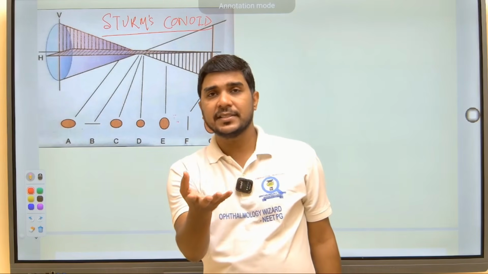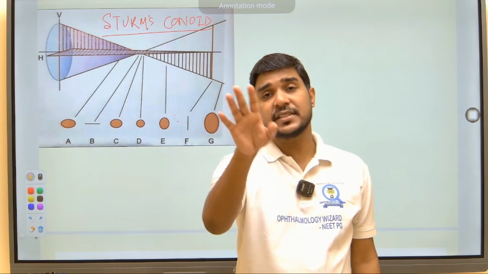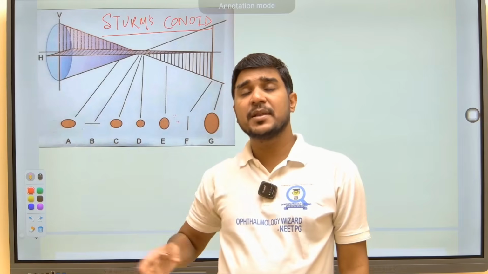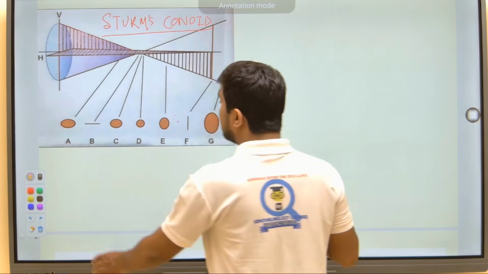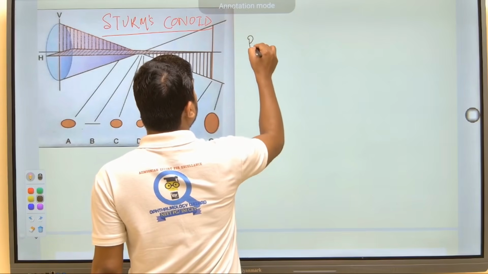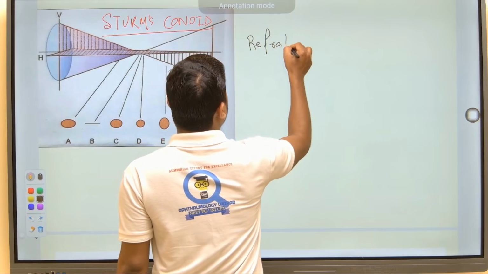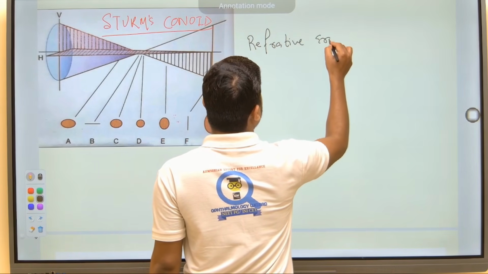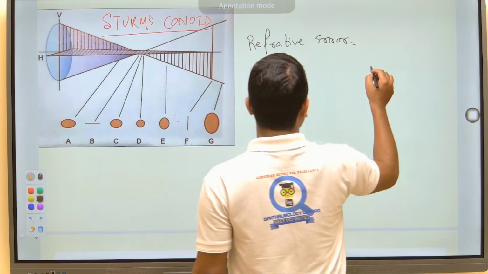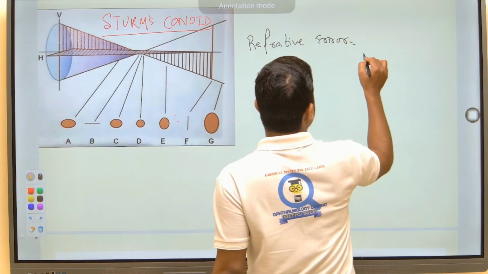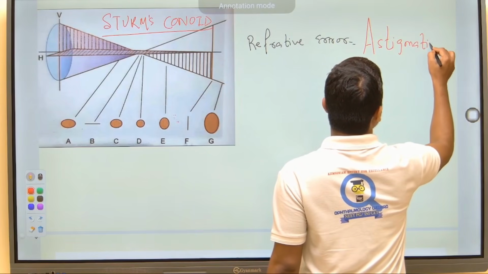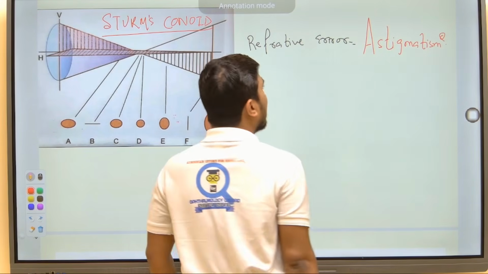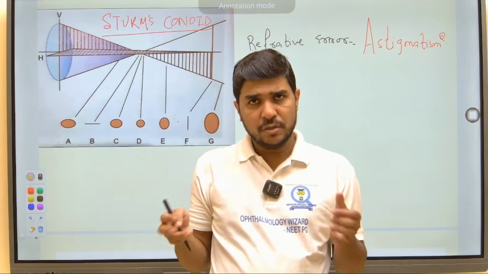The question that has been asked in exams is: this Sturm's conoid represents what type of refractive error? In this condition, the refractive error is nothing but astigmatism. So this is a very important MCQ. Understood?